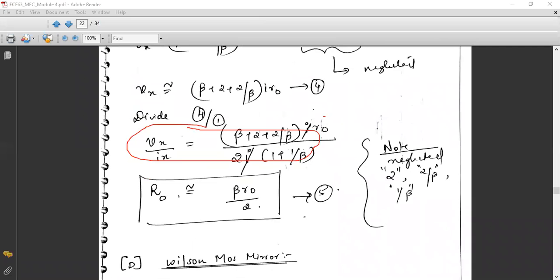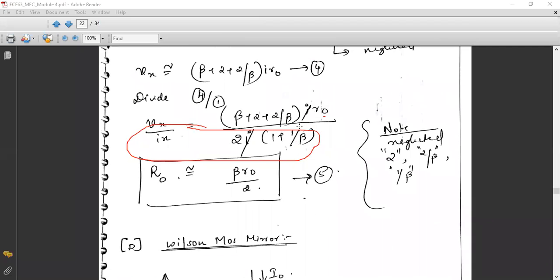As per our analysis, we know that R0 is the ratio between the test voltage and the test current. So divide those two equations and cancel the like terms. You can cancel I from both the numerator and denominator. As a result, the equation can be written as beta plus 2 by beta divided by 2 into 1 plus 1 by beta. Again, one more approximation: beta is very large, so 1 by beta will be very small, so I will neglect this.